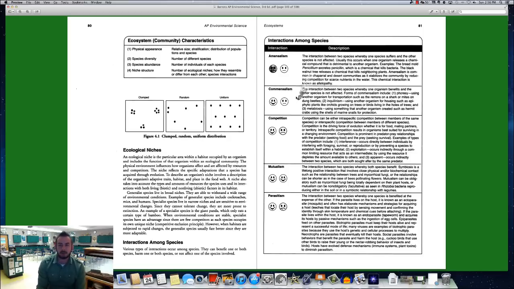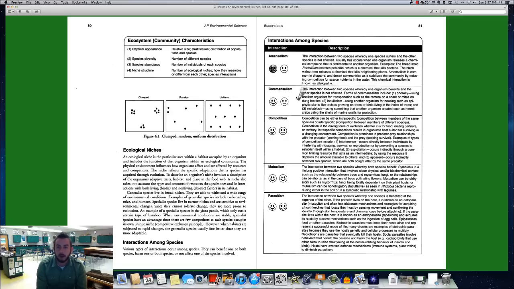Inquilinism is using the organism for housing, such as an epiphytic plant, like Spanish moss, I guess, would be an example of this. It doesn't really kill the tree for the most part, but it sits and attaches to the tree to get better access to nutrients and resources. Or what else have we got? Orchids, or birds living in the holes of trees or making their nests in trees. Those are another example as well.